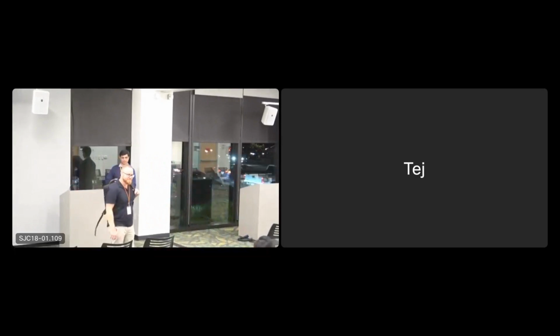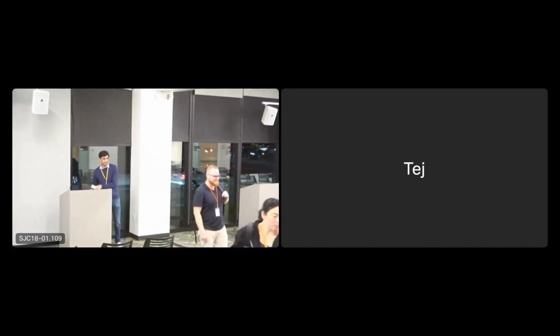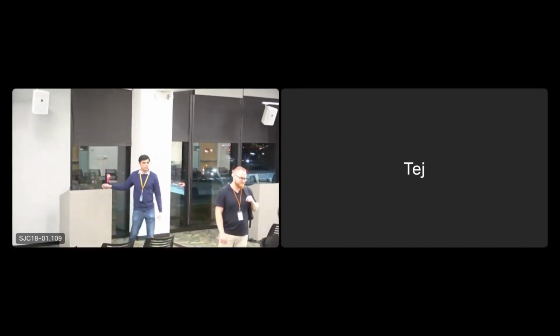Do you map it to Neo4j? No, it's actually SQL-like behind the scenes. It's just a metadata representation.